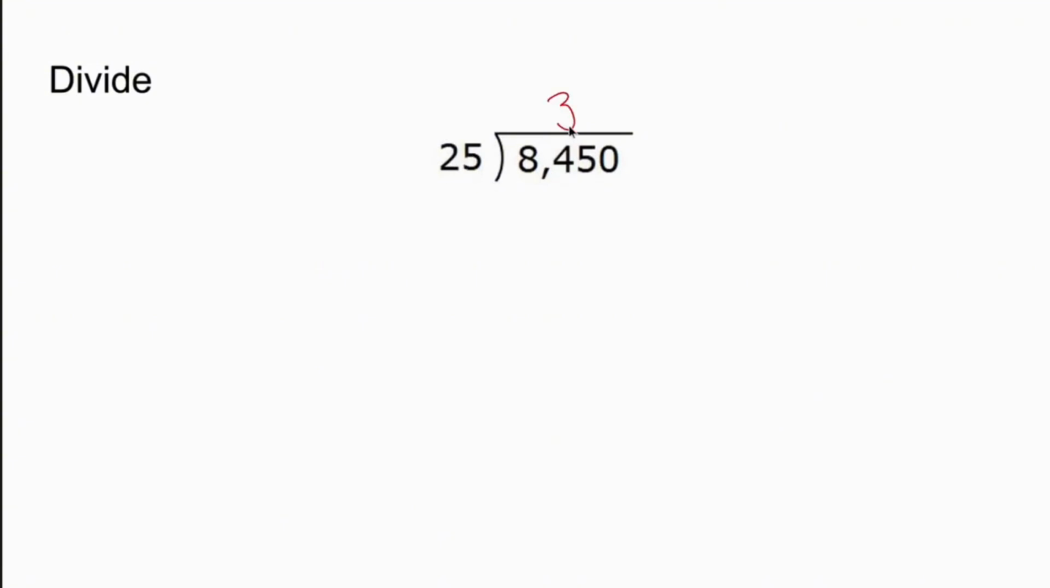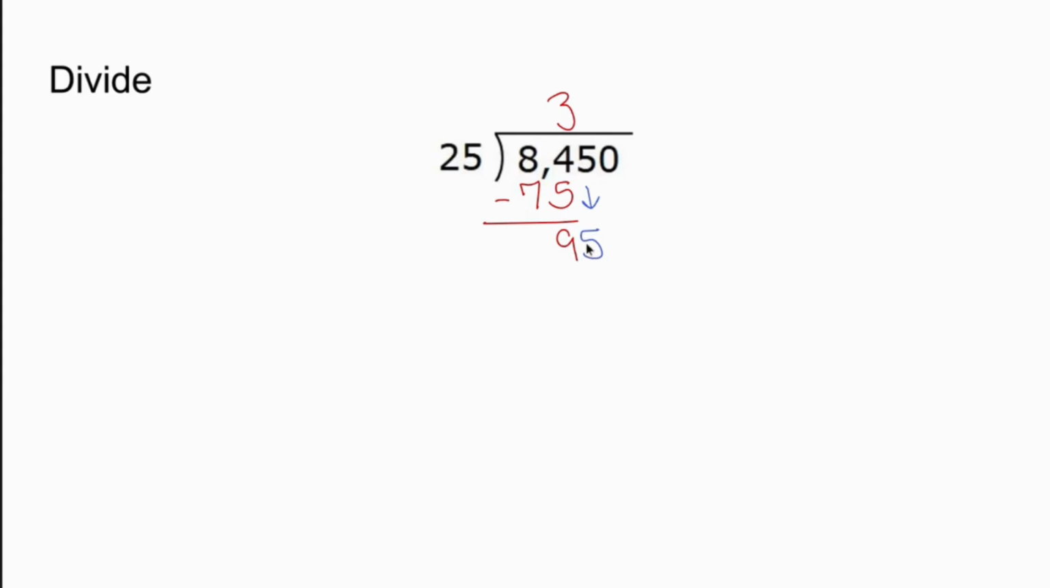Well, 3. Not exactly, but 3. 3 times 25, these are friendly numbers, is 75. So we write that number, we subtract. 84 minus 75 is 9. Drop down the next number, which is 5, and repeat the process.